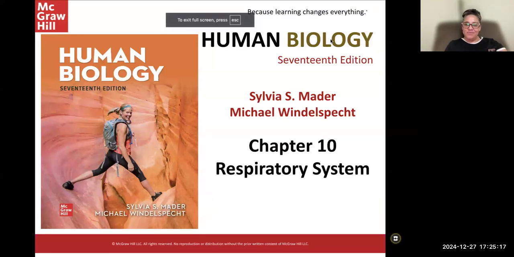Hi, everyone. Today we are talking about Chapter 10, the respiratory system. We talked a little bit about a few things when we went through the cardiovascular system and the exchange of oxygen and carbon dioxide between the heart and the lungs and the bloodstream, but we're going to go into a little more detail for this chapter.